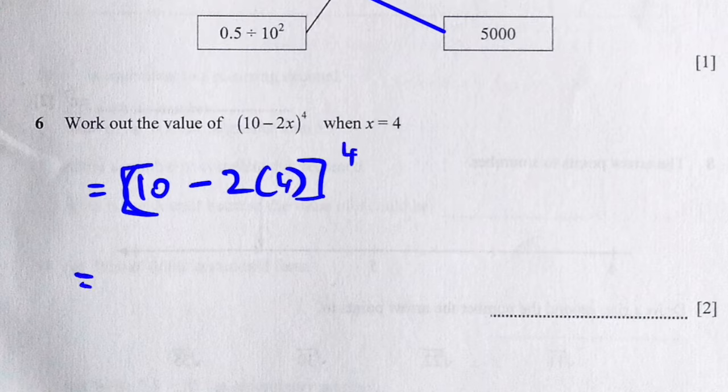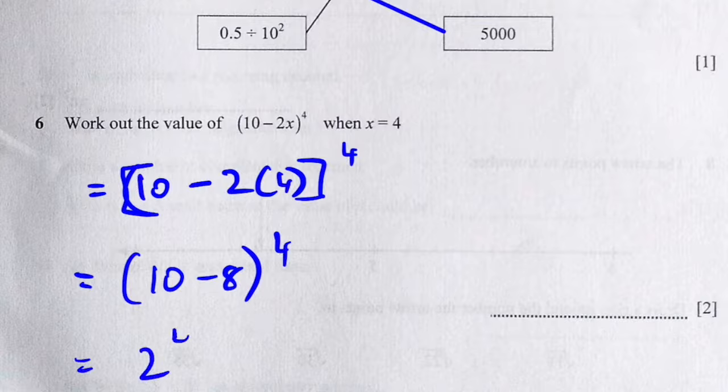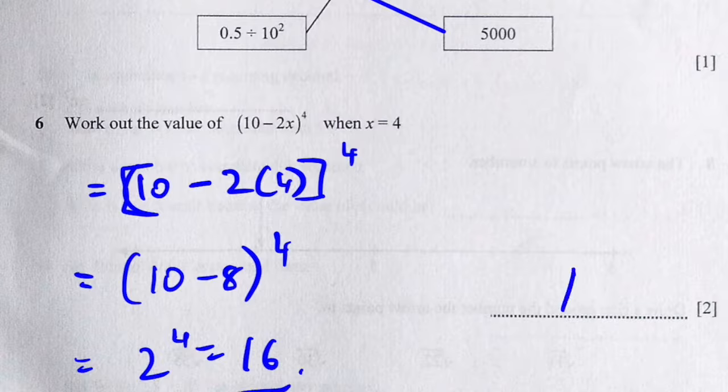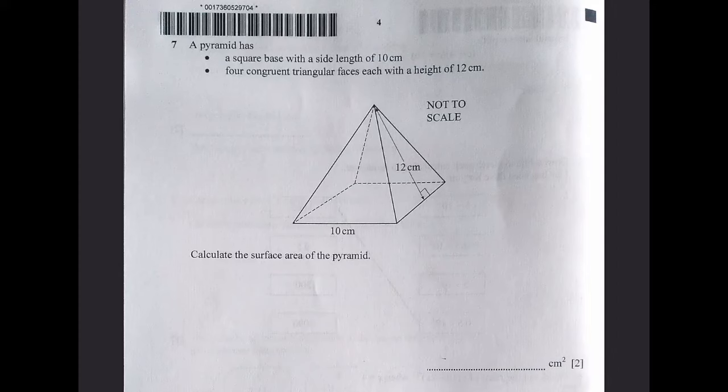Now that will be equal to 10 minus 8 raised to the power of 4. That will be 2 to the power of 4, which is 16. Let's go to question 7. A pyramid has a square base with side length 10 centimeters and 4 congruent triangle faces, each with a height of 12 centimeters. Calculate the surface area of the pyramid.